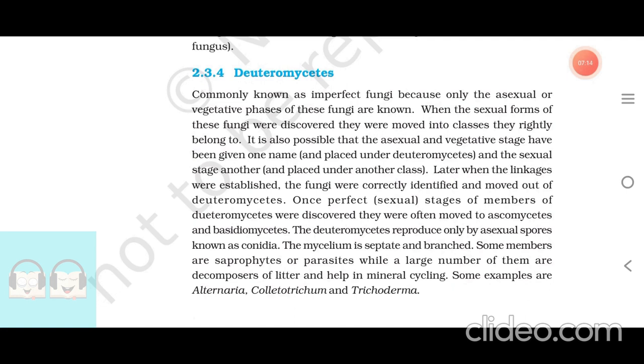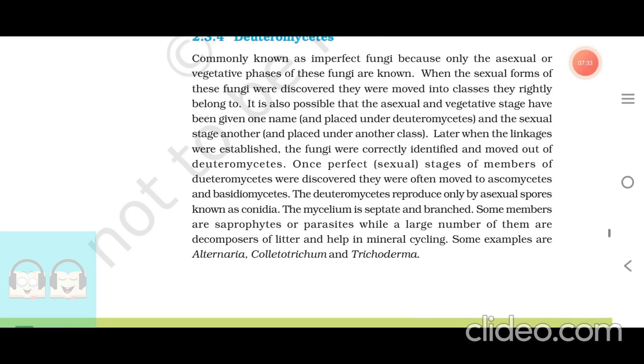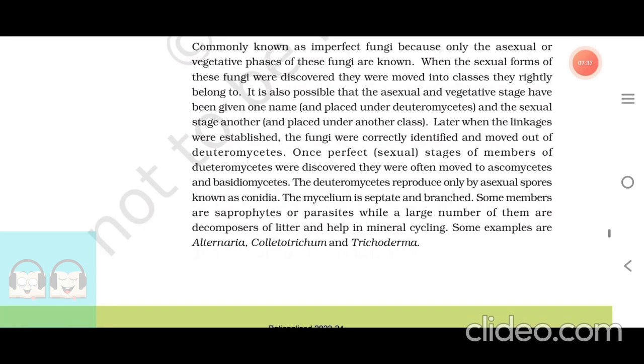Once perfect sexual stages of members of Deuteromycetes were discovered, they were often moved to Ascomycetes and Basidiomycetes. The Deuteromycetes reproduce only by asexual spores known as conidia. The mycelium is septate and branched. Some members are saprophytic or parasitic, while a large number of them are decomposers of litter and help in mineral cycling. Some examples are Alternaria, Colletotrichum, and Trichoderma.